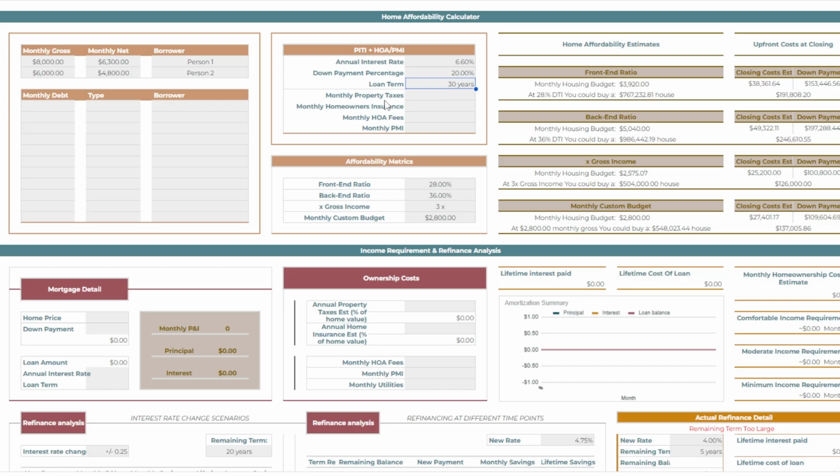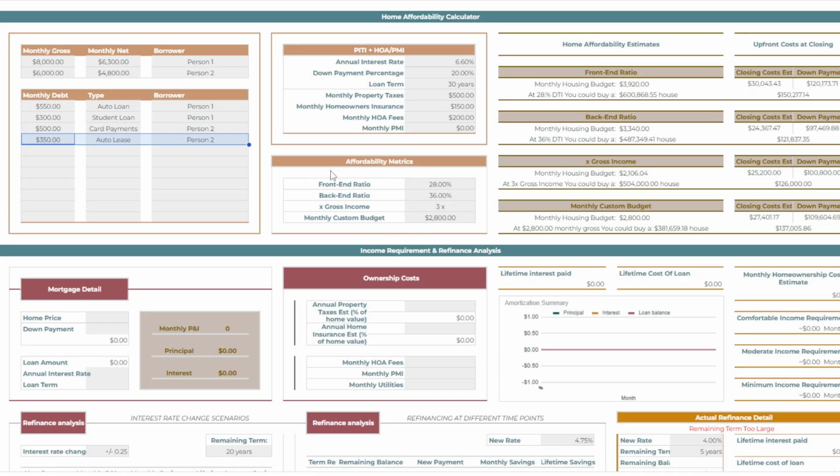Below it, you'll estimate the costs related to owning a home. This includes property taxes, homeowners insurance, HOA fees, private mortgage insurance. Next, you'll list each recurring monthly obligation that is required. These are debts like auto loans, student loans, credit card minimum payments, or leases.